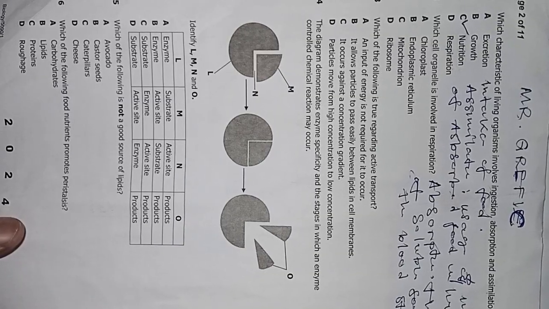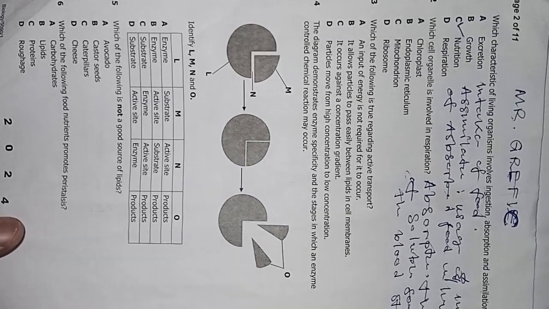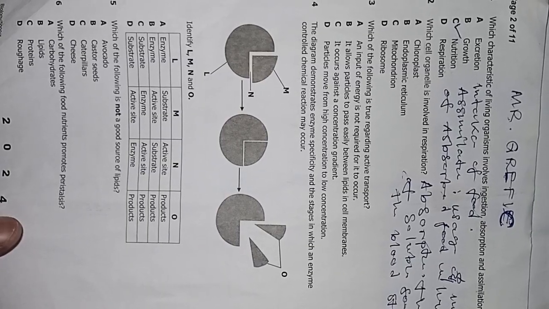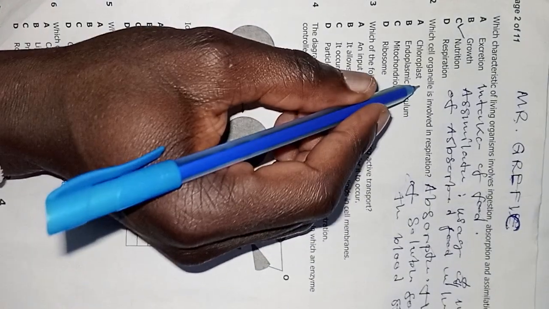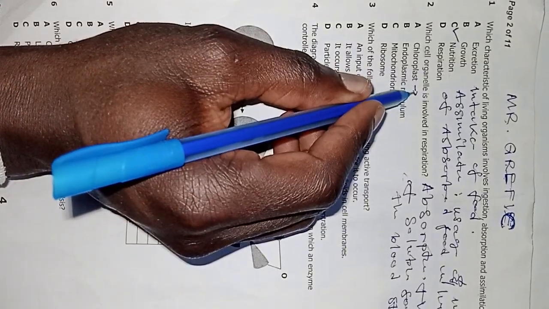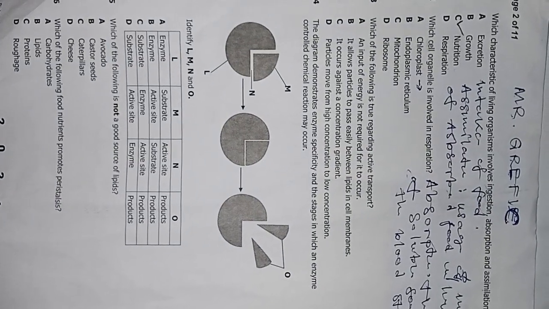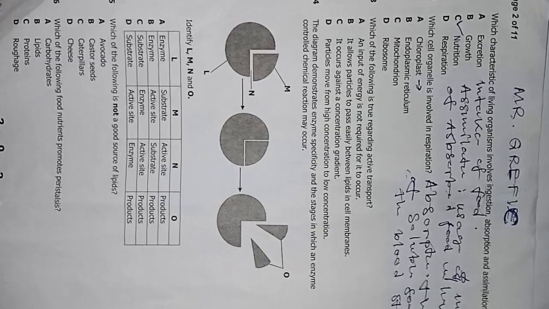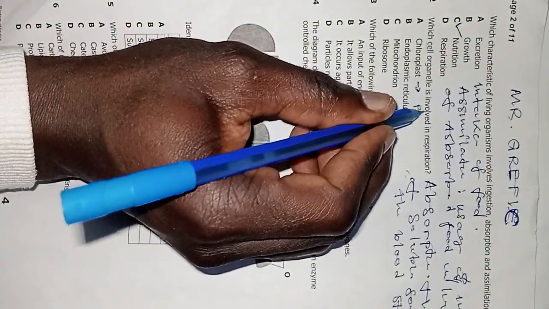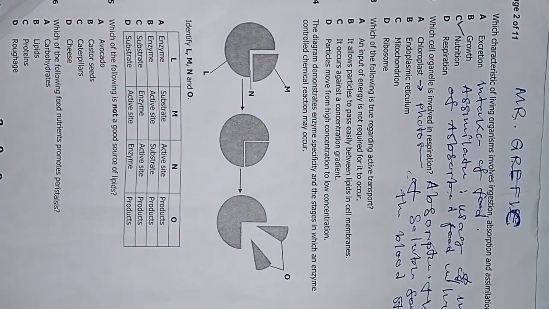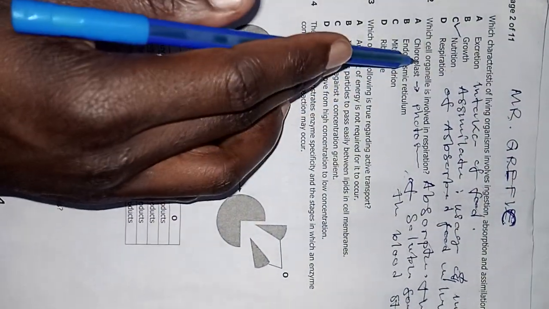which cell organelle is involved in respiration? So we want to look at this term first of all, chloroplast. I don't have enough space here, but you can write the functions. Chloroplast is the green pigment that is found in a plant. Hence, this is where photosynthesis occurs. Photosynthesis takes place in chloroplast.